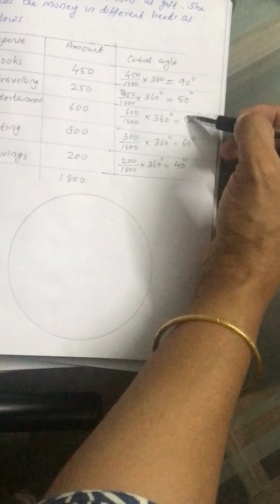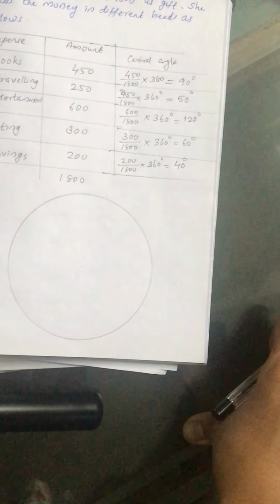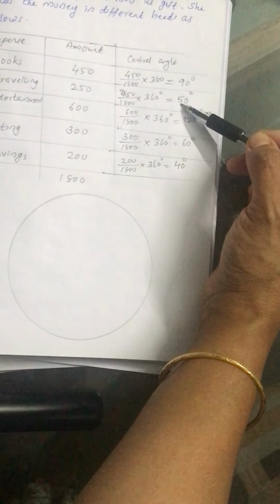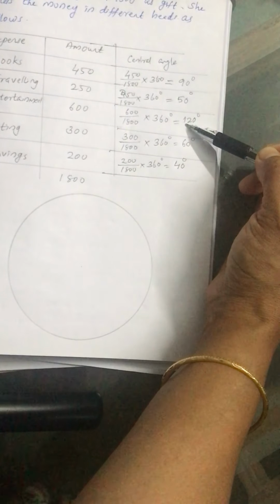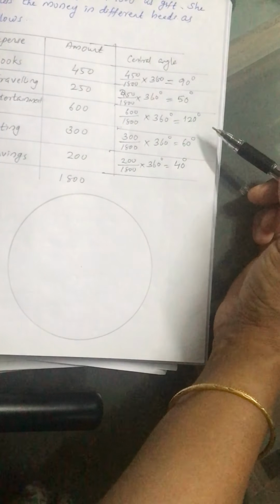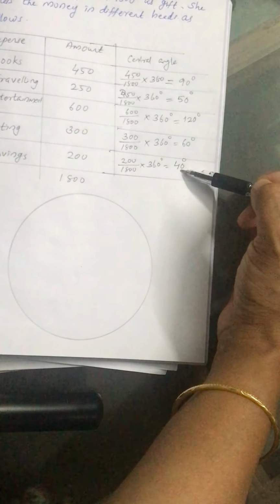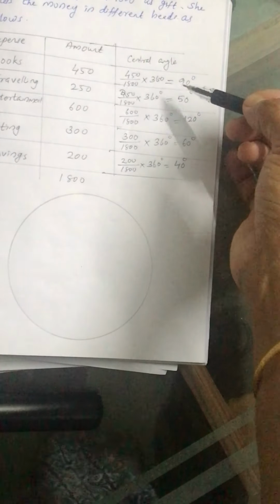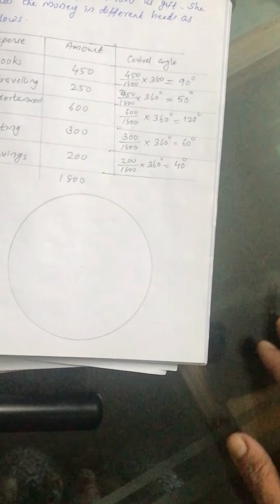And when we add the full central angle, how much do we get as the total angle? We will get 360. We can check it. 90 plus 50, 140. 140 plus 120, 260. Then 260 plus 60, 320. 320 plus 40, 360. Okay, so that is correct. We got the correct measurement of our central angles. After that we can draw the pie chart.